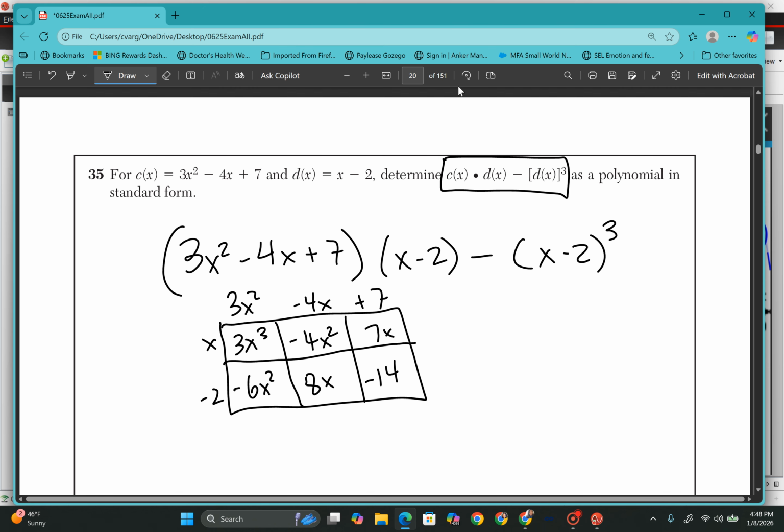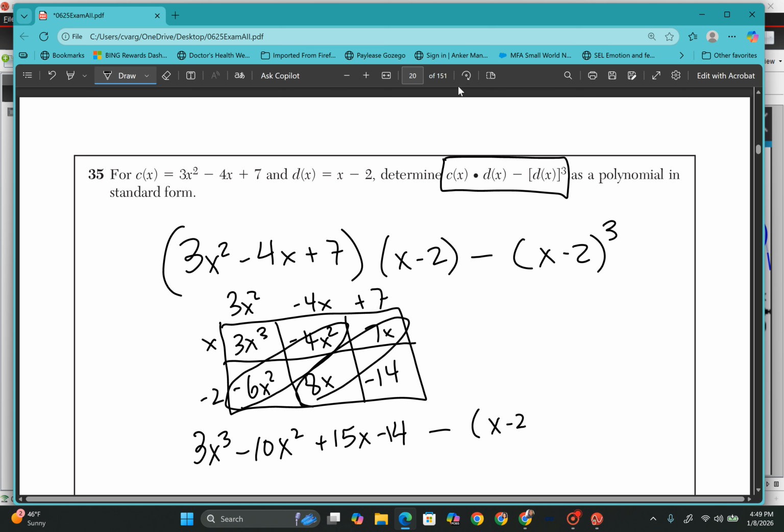Cool. So we have 3x to the third, right? Minus, this is going to give us minus 10x squared. This is going to give us 15x. And this is minus 14. And from that, we are going to subtract x minus 2 to the third power.